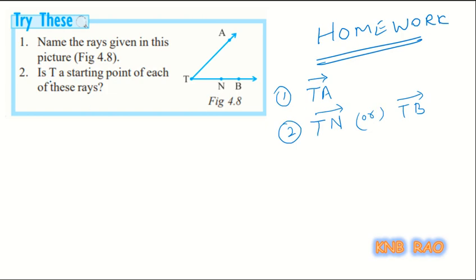Next, in the second question, is T a starting point of each of these rays? So, we say, let me take this as Roman numbers 1 and 2 in question number 1. In question number 2, yes, T is the initial or starting point of both the rays. For these two rays, you could see the first letter being T. So, that is what they are talking about, starting point. Yes, T is the starting point of each of these rays.